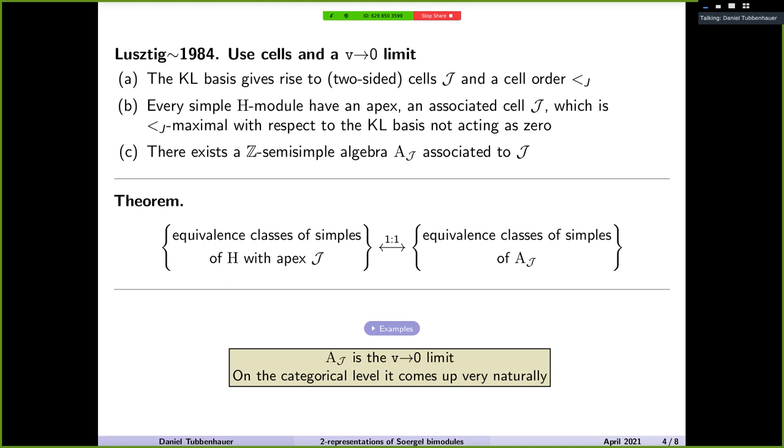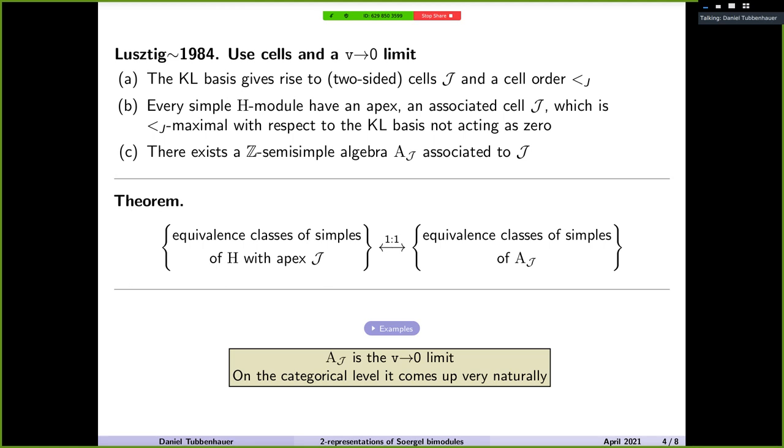So if it is annihilated by one Kazhdan-Lusztig basis element in a cell, it's annihilated by all of them. So you get this nice kind of invariant of your simple module given by cells. So to each simple module, you have an associated invariant, which you call an apex, the biggest one where you still have a non-zero action.